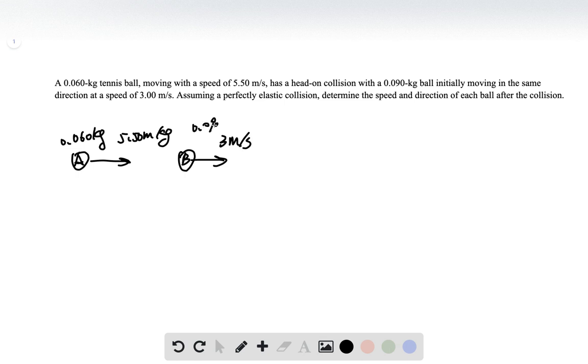Since B is moving slower than A, A will catch up and collide with it. So they will have a perfectly elastic collision, and we want to know the speed and direction of each ball after the collision.